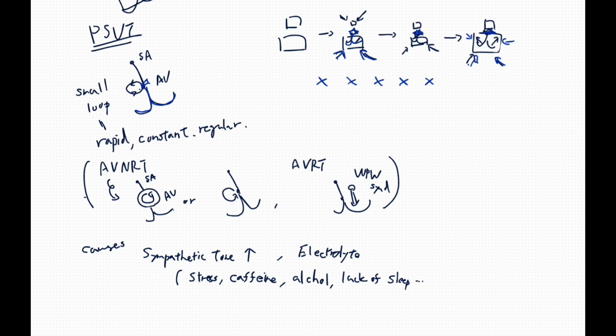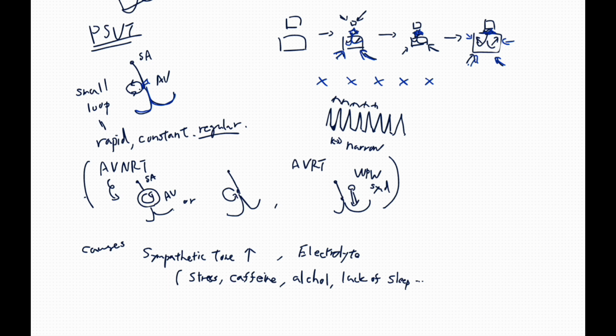In PSVT, the rhythm is regular and ventricular activation follows the normal conduction pathway. Because of this, the QRS complex remains narrow and uniform. P waves are usually not visible because atrial activation occurs so rapidly that it becomes hidden within the QRS complex.